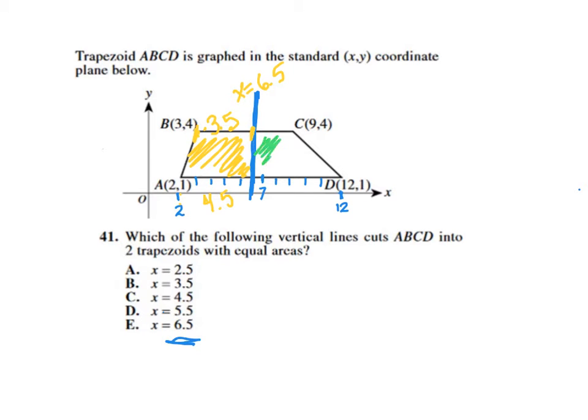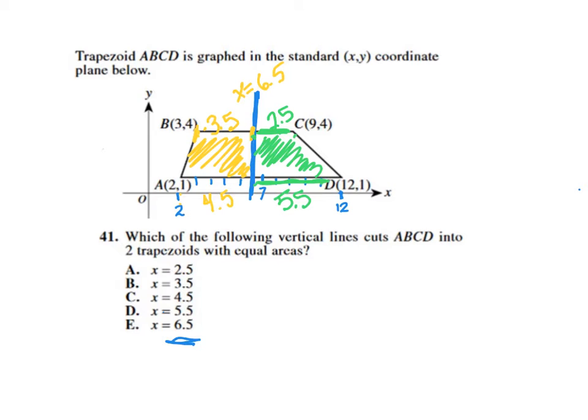The other trapezoid over here, I have a lower base here. I start at 6.5 and I go to an x coordinate of 12. So let's see, 6.5 to 7 is a half plus my 5. So this would be 5.5. The upper base, I start here at x coordinate of 6.5 and go to 9. So 6.5, 7, 8, 9. So that would be 2.5.